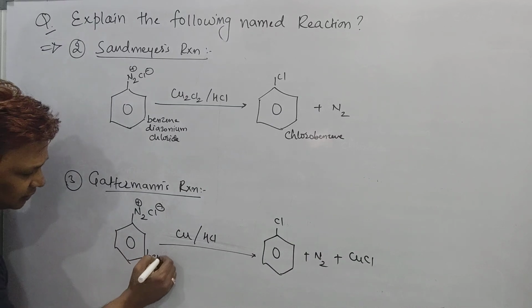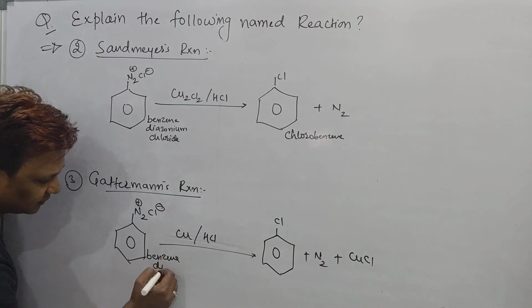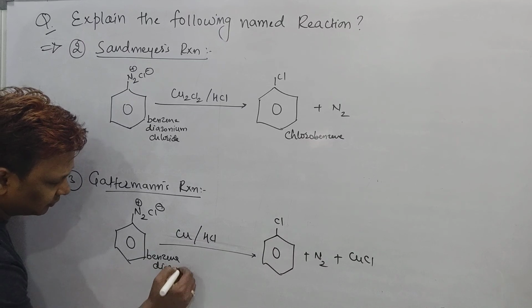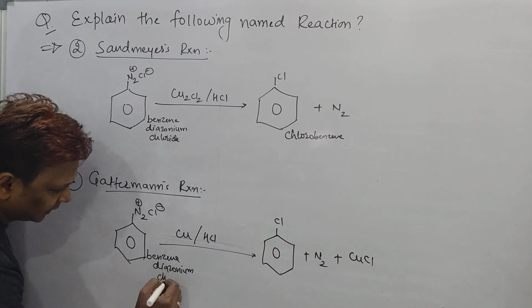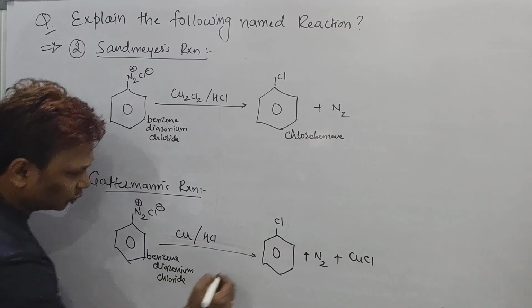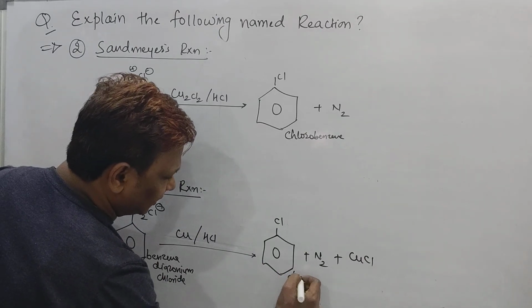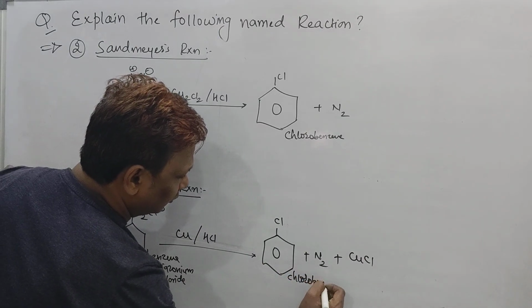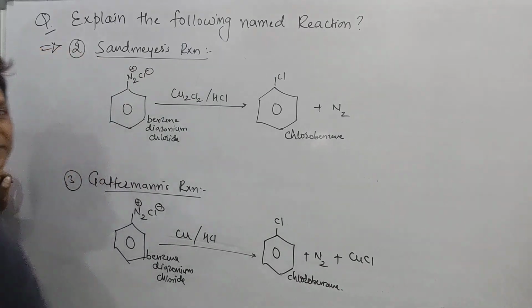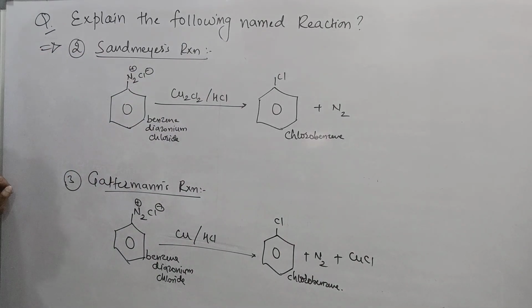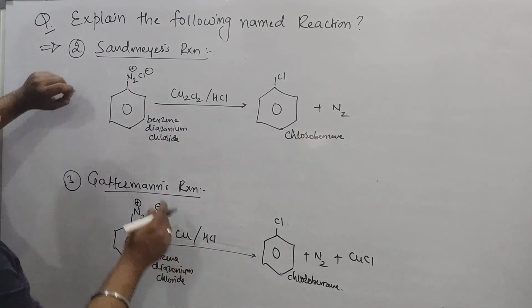This is called what? Benzene diazonium chloride, and it will be converted into what beta? So it will be converted into chlorobenzene, right? And if you write the statement, see beta how the statement can be written.